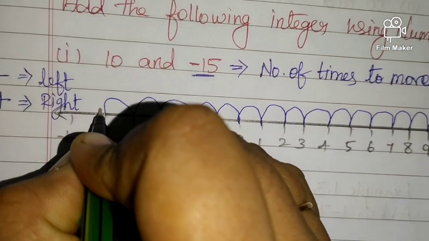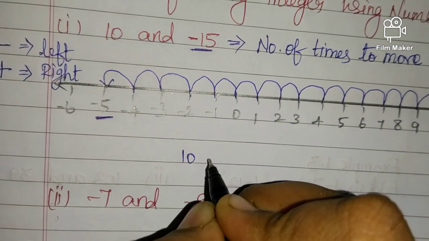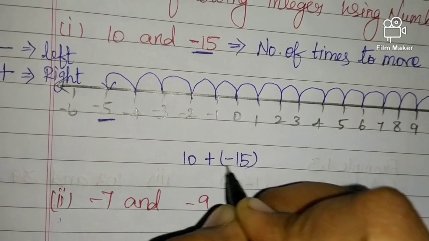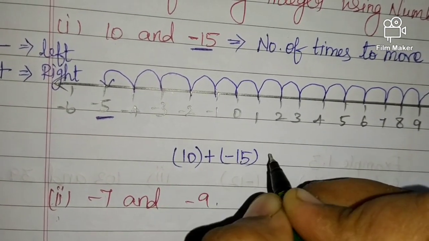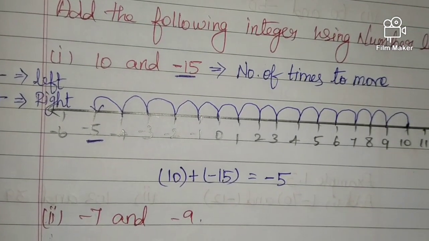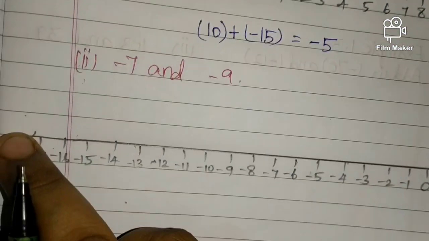So the answer is minus 5. You just take and write it here: 10 plus minus 15 equal to minus 5. Are you clear with this example? Okay, now we move to the next example.